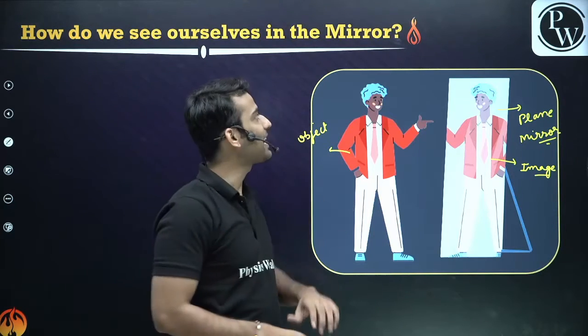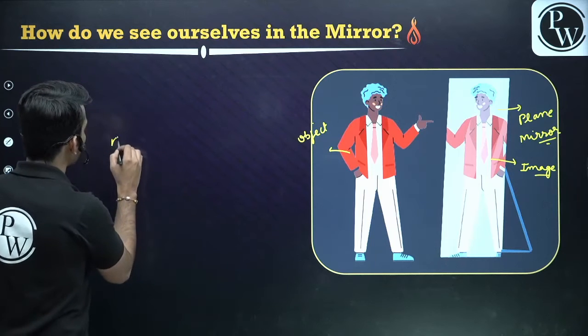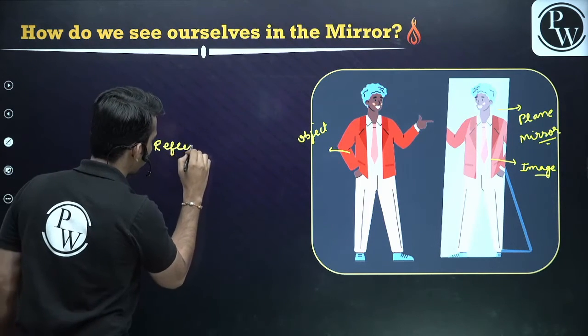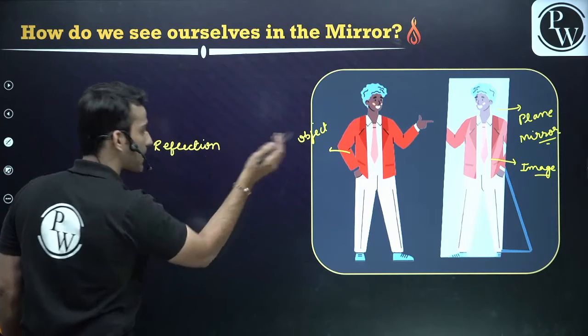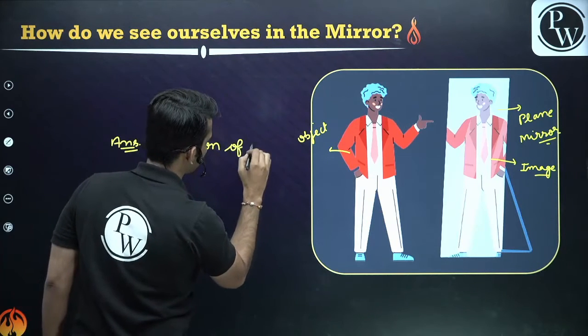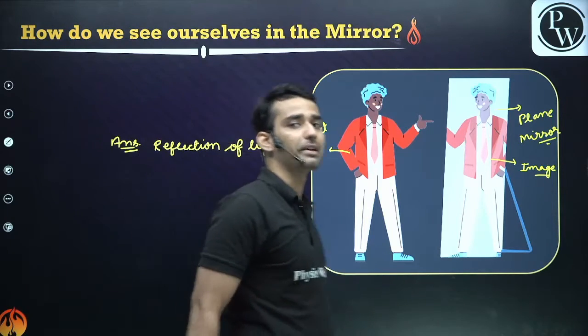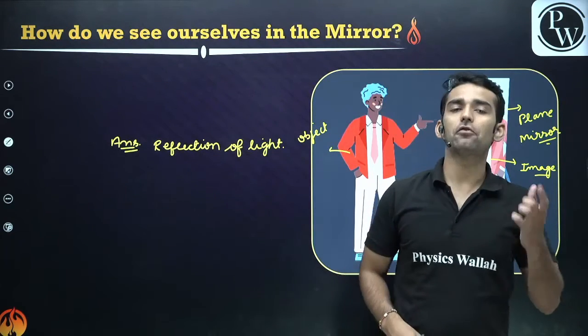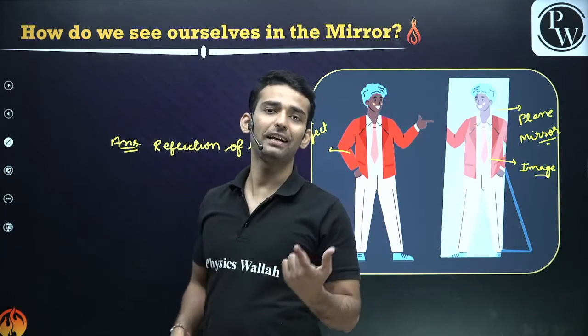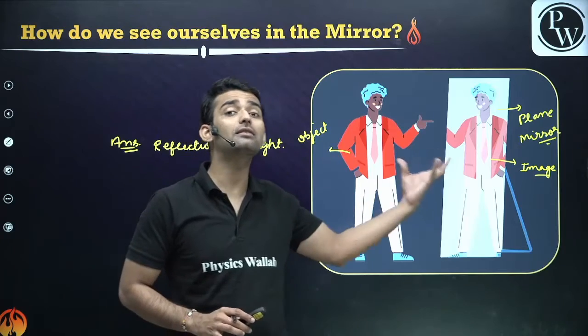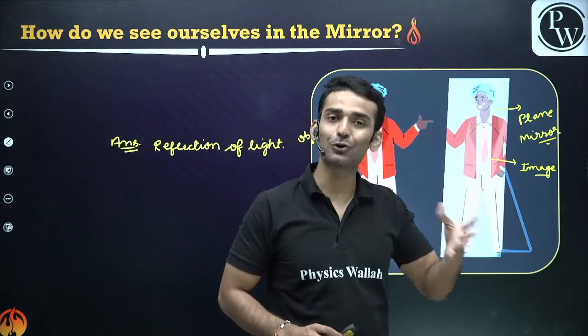The answer lies in reflection. The answer to this question is the reflection of light. Light is reflected by this mirror, and thus this mirror forms the image. So the image is formed due to the reflection of light in the plane mirror. We are not done yet. We will be discussing how the rays are formed and how the rays meet. We will also discuss that.